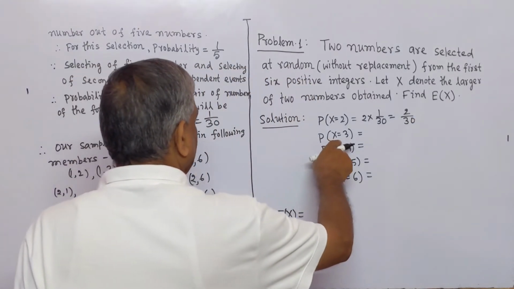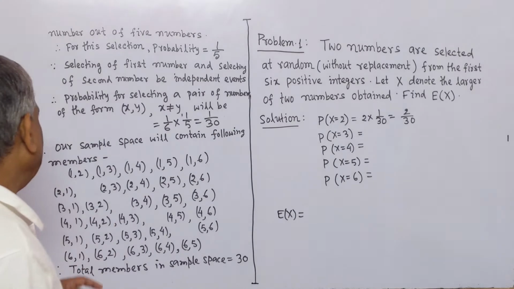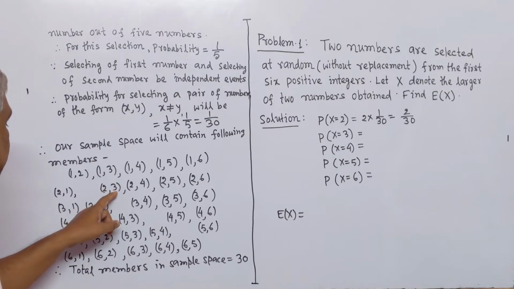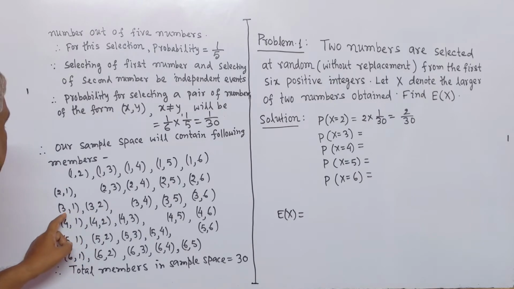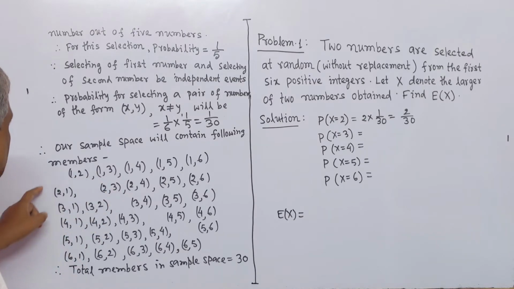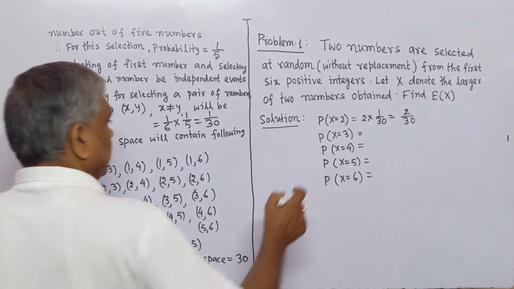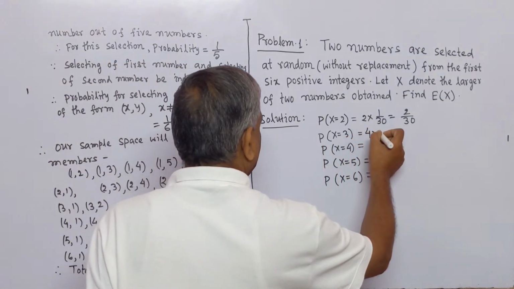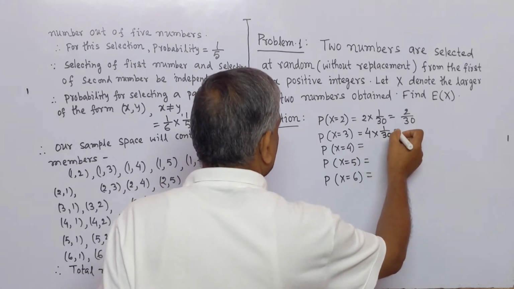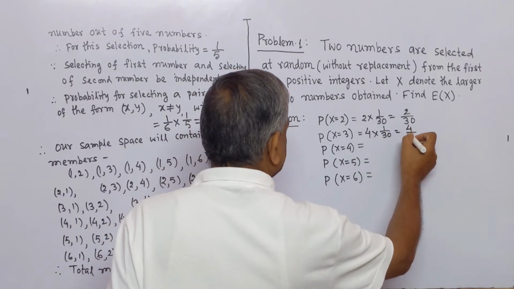Now the probability for X equal to 3, where the larger number is 3. Here we see (1, 3), larger is 3; (2, 3), larger is 3; (3, 2), larger is 3; and (3, 1), larger is 3. So there are 4 such ordered pairs. So the probability will be 4 multiplied by 1 by 30, which is 4 by 30.